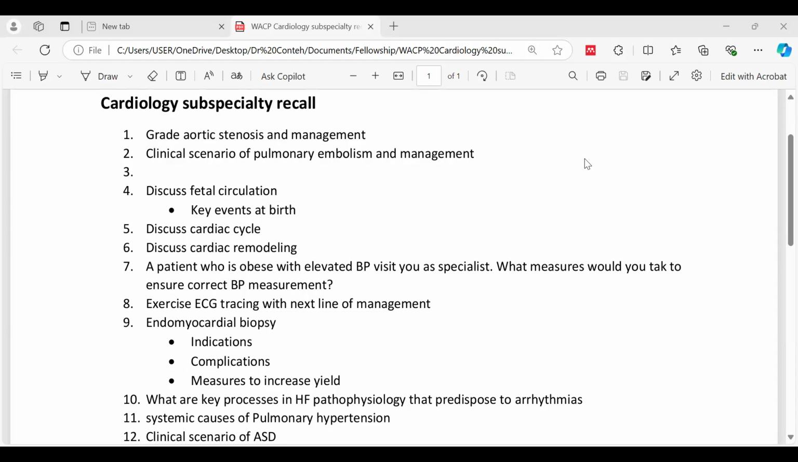Also, if we cast our mind back to the MADIT-CRT study, which shows that an implantable cardioverter defibrillator in combination with cardiac resynchronization therapy, in patients that meet the criteria, has been shown to not only reduce mortality, but also reverse the remodeling that takes place in them. Time up. So this is essentially what I have to say about this.